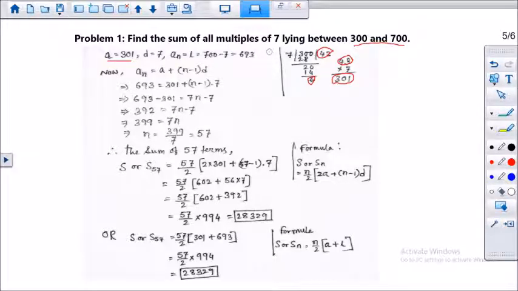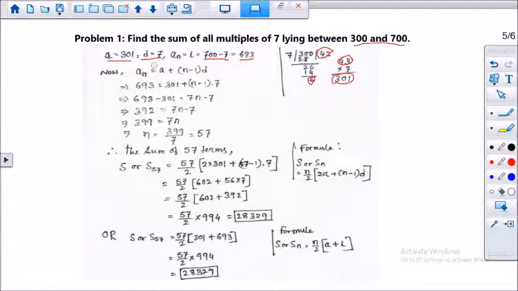Now obviously we have to find out the last multiple of 7 between 300 and 700. Here you see 700 is a multiple of 7. So the last multiple of 7 in between 300 and 700 will be 700 minus 7, that is 693. And what will be the common difference? Obviously the common difference will be 7.